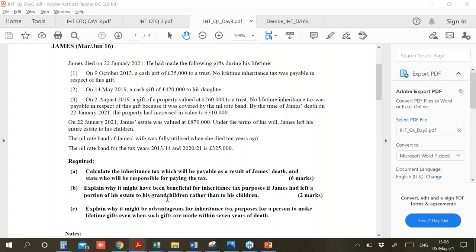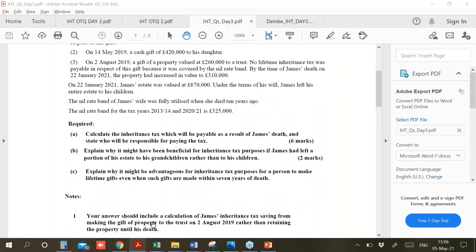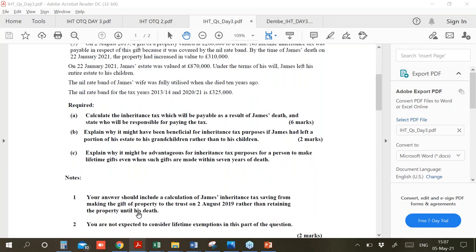Now, moving on. Explain why it might be advantageous for IHT purposes for a person to make lifetime gifts, even if such gifts are within 7 years of death. Your answer should include a calculation of James' inheritance tax saving from making the gift of a property to a trust on 2nd August 2019, rather than retaining the property until his death.